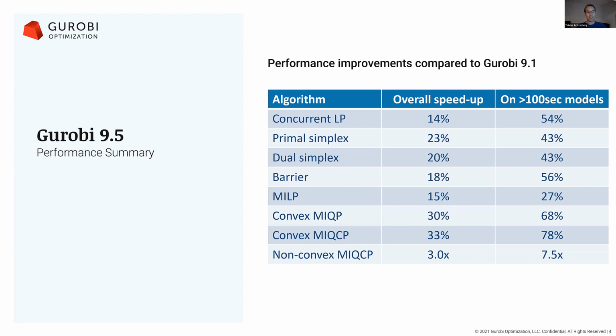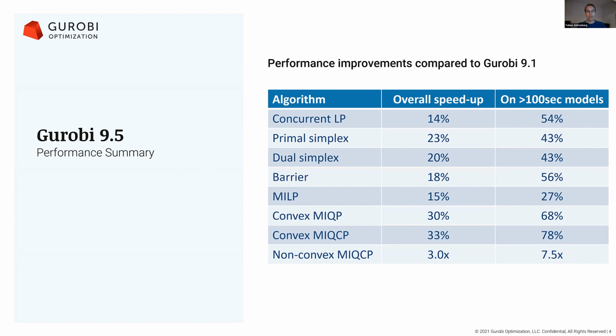And then what is the most important problem class for most of our users is the mixed integer linear programming, MILP problem class. Here we improved the performance by 15% and on the harder models by 27%. And then we have also some nice improvements on the quadratic problem classes. Convex MIQP, so that means you can have a convex quadratic objective function. And MIQCP means you can also have quadratic constraints, in that case convex quadratic constraints. Those are improved by 30% overall and about 70 to 80% on the harder models.